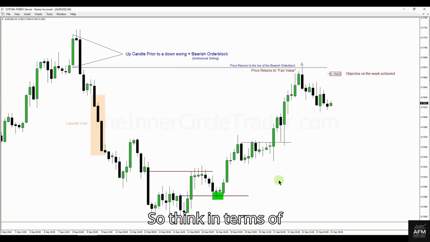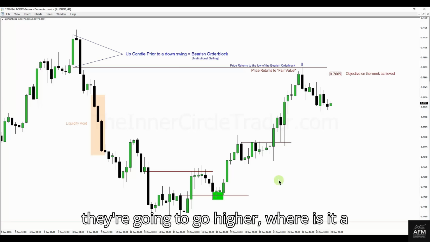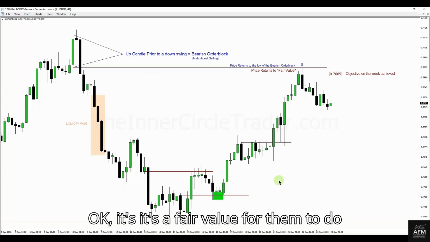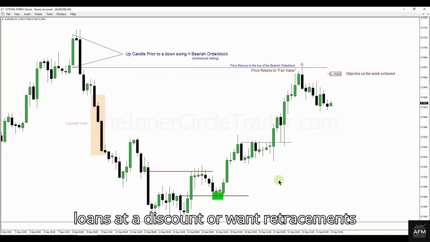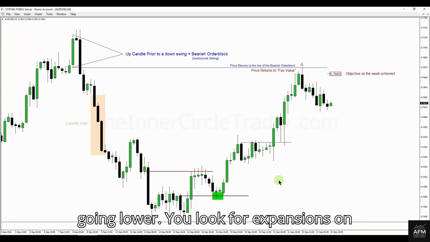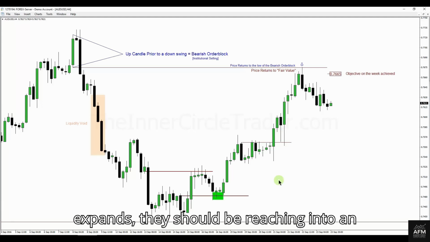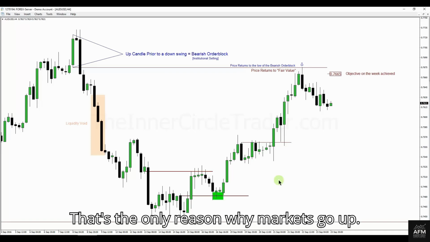So think in terms of fair value for the market maker. If they're going to go higher, where's it a fair value for them to exit their longs? Okay, it's a fair value for them to do so. They do not want to liquidate their longs at a discount or on retracements going lower. You look for expansions on the upside. When price expands, they should be reaching into an area of fair value for price to be liquidating smart money longs. That's the only reason why markets go up.